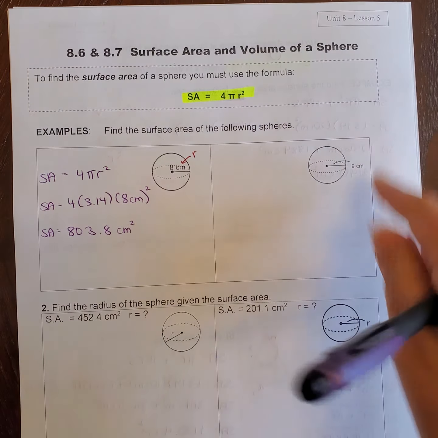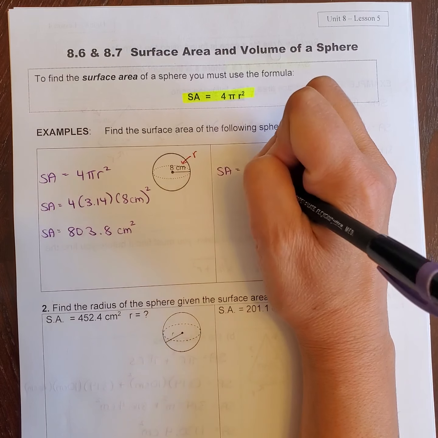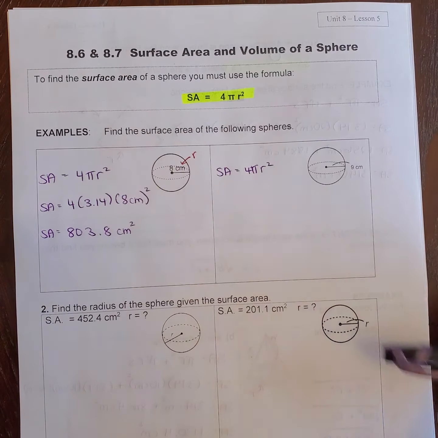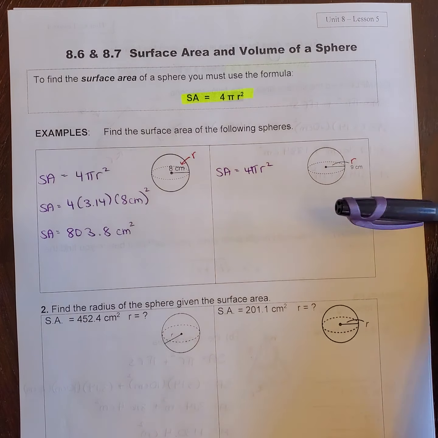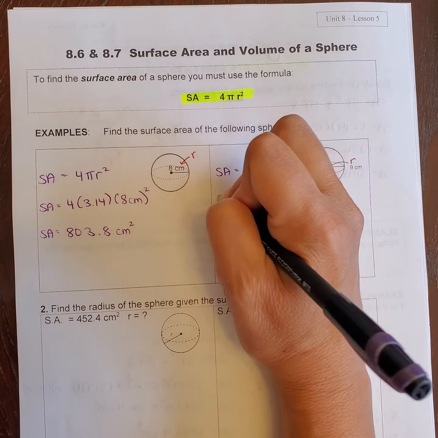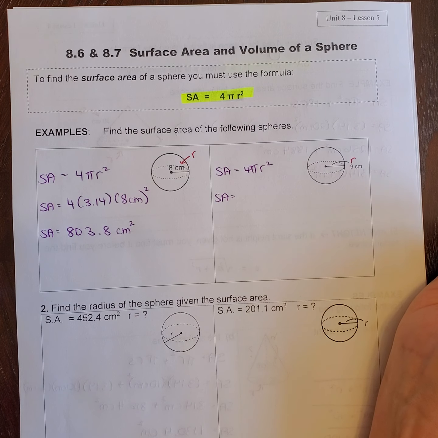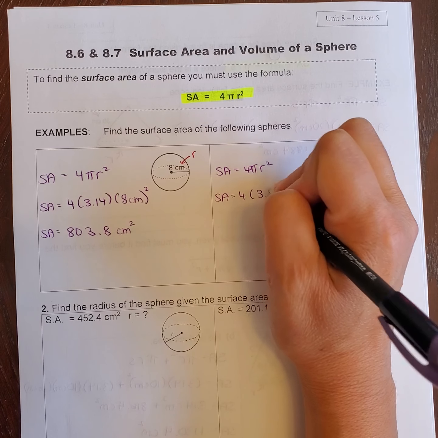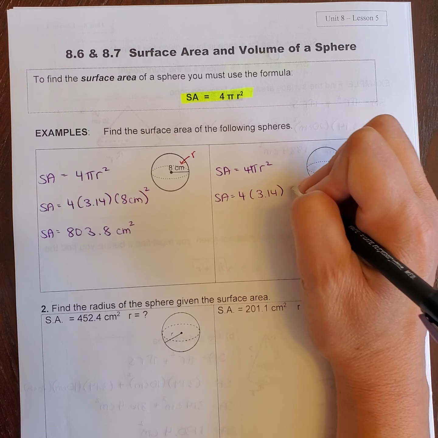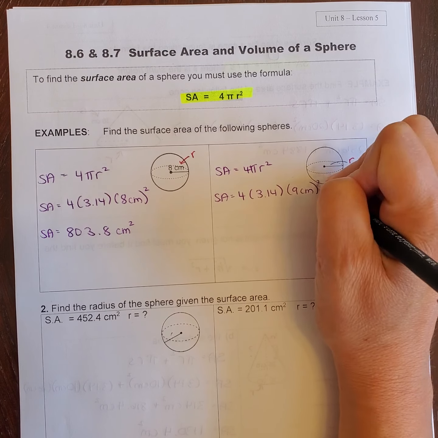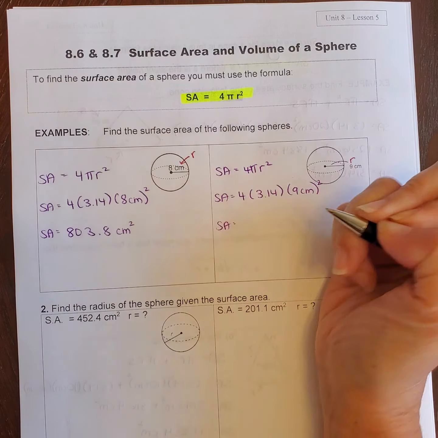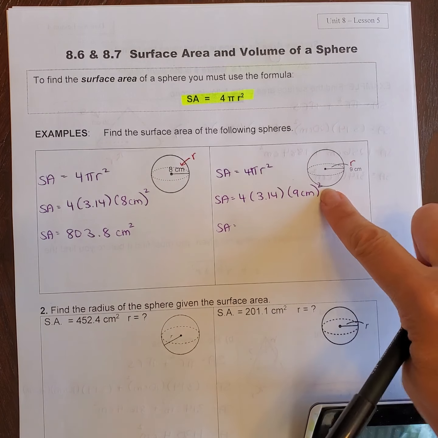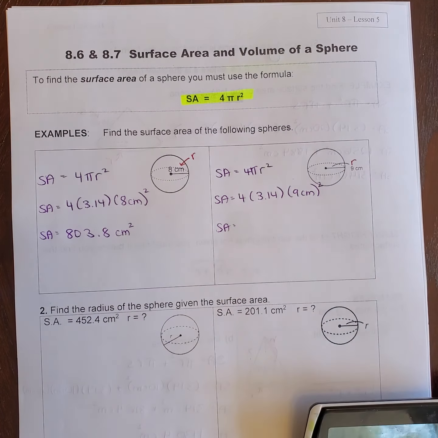All right, next one, we're going to do surface area is equal to 4 pi r squared, where 9 centimeters is our radius. So surface area equals. So the next step, I want to see you putting in the numbers. So 4 times 3.14 times the radius, which is 9 centimeters, and that is squared. And then you can do the rest in 2 steps, or you can just do it in 1. Just make sure that you are squaring only the 9.